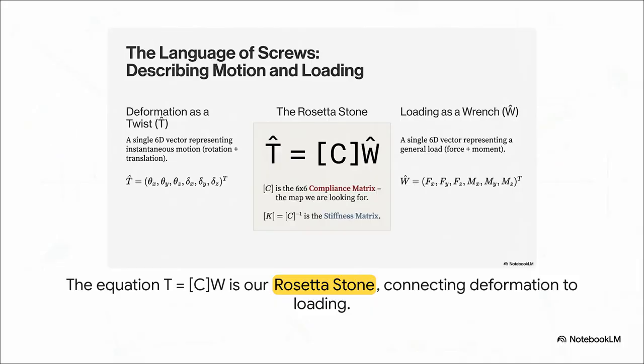So in this new language, it's pretty straightforward. Any kind of motion, a mix of rotating and moving side to side, we're going to call that a twist. And any kind of load, a combination of forces and torques, we'll call that a wrench. Simple enough, right? But the key, the thing that connects them, our Rosetta Stone, is this one elegant equation you see right here. It says the twist, the motion, is equal to the compliance matrix C times the wrench or the load.